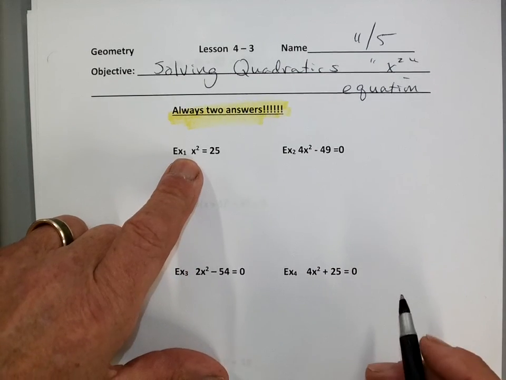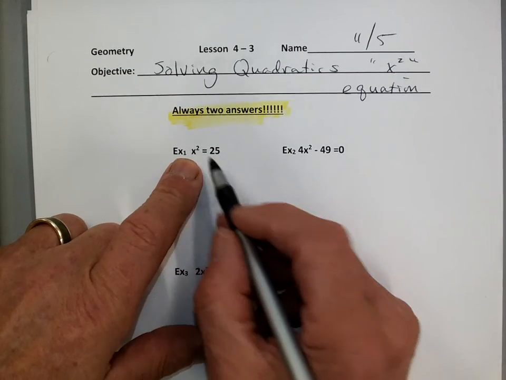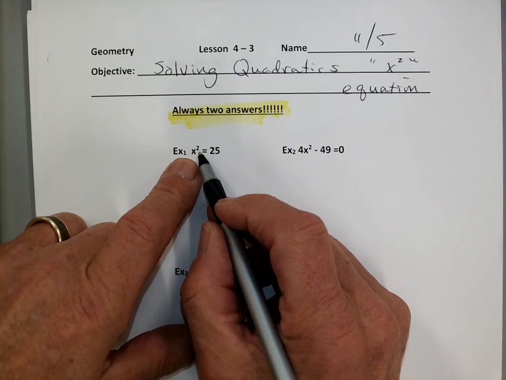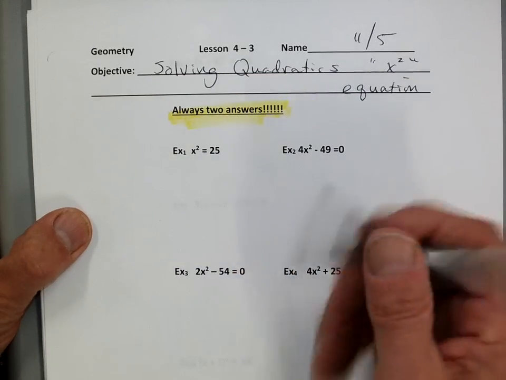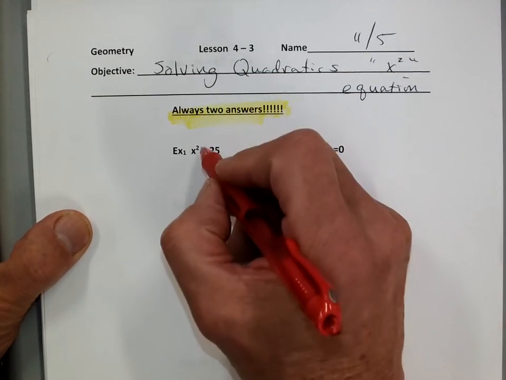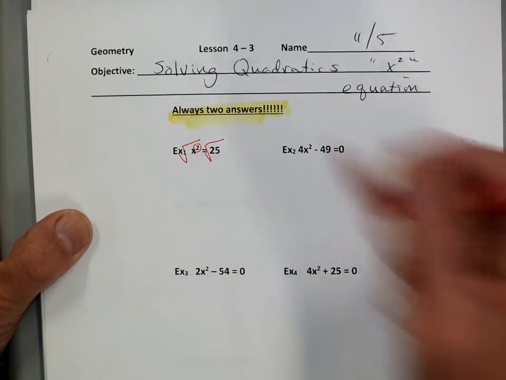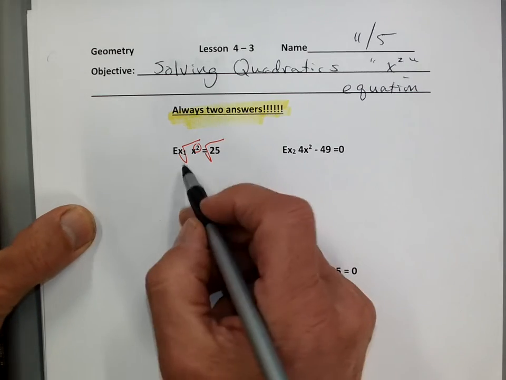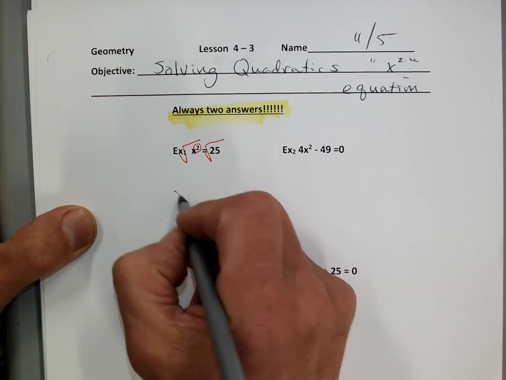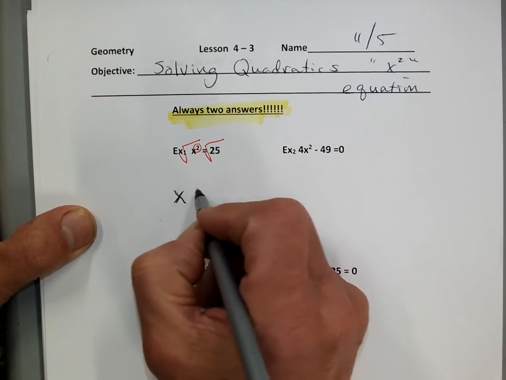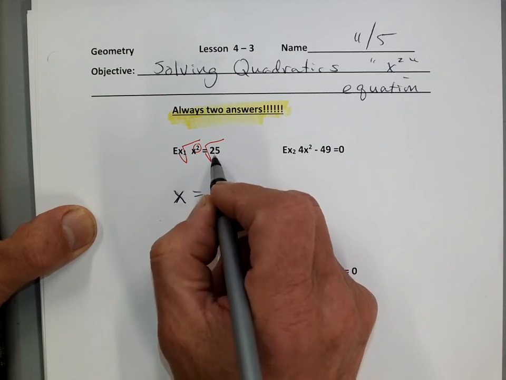So if we take a look at example 1, I'm going to undo the square by square root. Remember, when we solve equations, we undo things by doing the opposite. So the opposite of a square is to take the square root. Okay, so then the square and the square root kind of cancel each other out. You get x equals, well, the square root of 25 is 5.